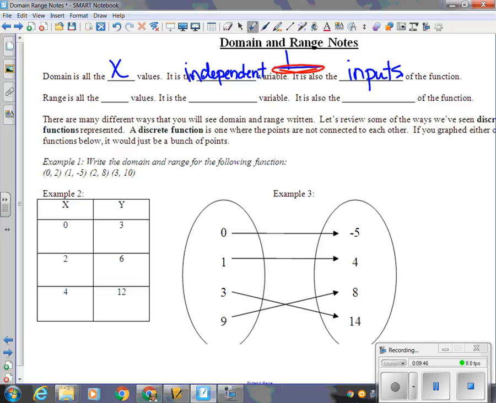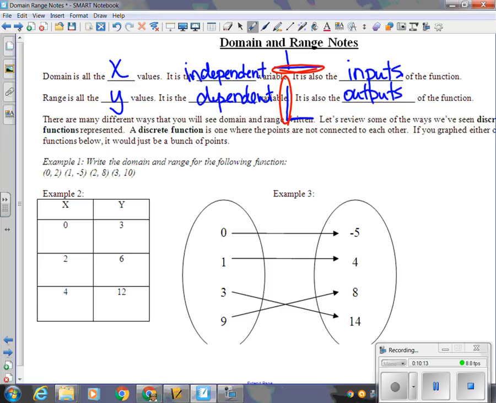Right here. Fill this in. Range is a set of all of the y values, and it is dependent. That basically means that it's up the side. Dependent variables are on the y-axis. Okay, and it is the outputs. It represents what you get out of an equation.